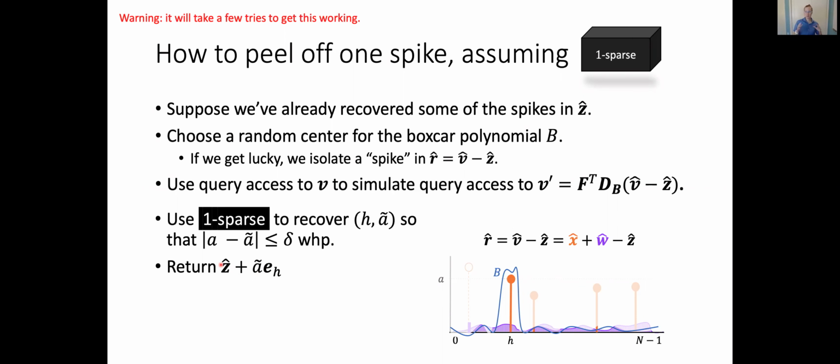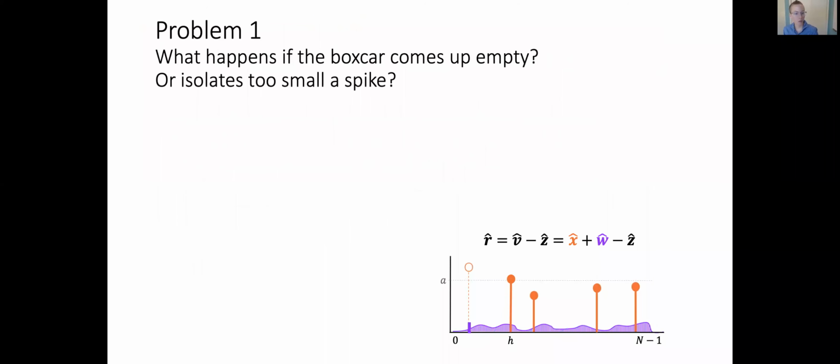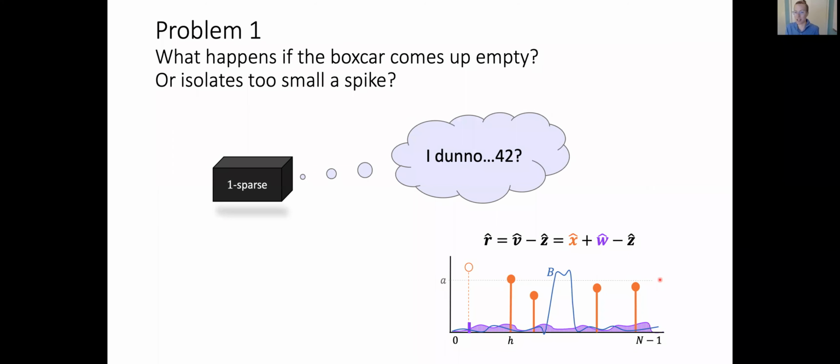So this is the basic outline. It doesn't actually work for a couple of reasons. Maybe in the interest of time, I'll just highlight the reasons and wave my hands real fast at how you get around it. This is mostly finicky stuff. So one issue is, if the boxcar comes up empty like that, I don't isolate the spike, then the conditions of the one-sparse solver are not satisfied, so it might just say garbage. What do we do then?